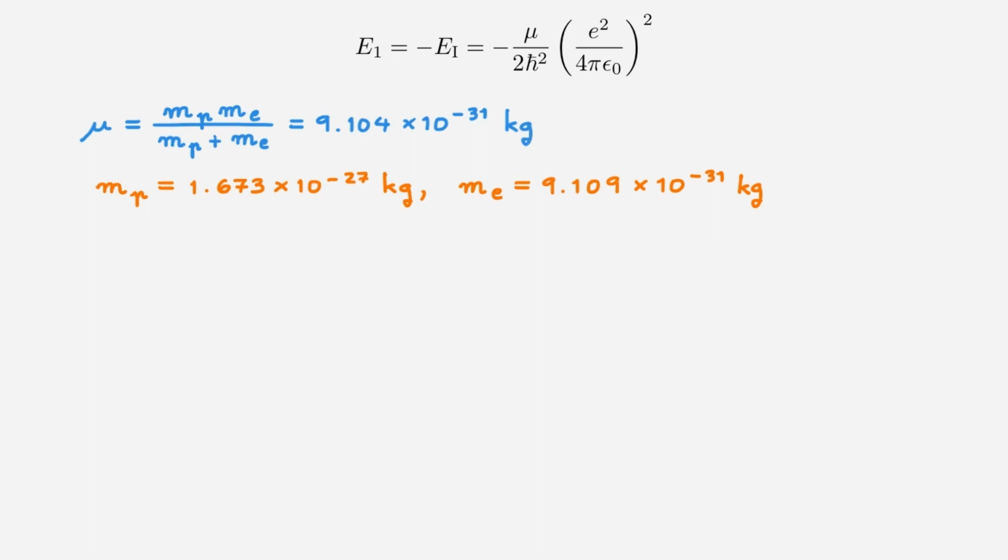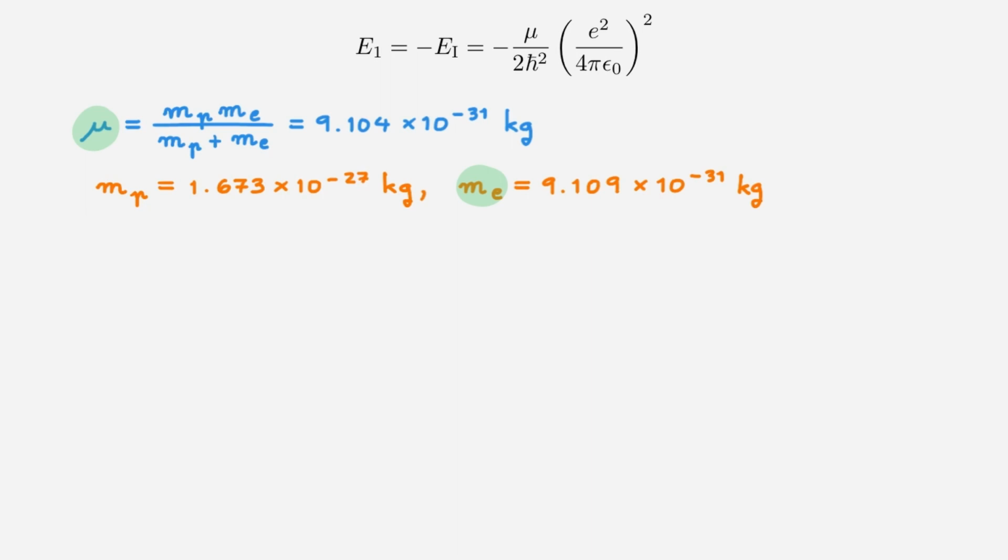Now, if we compare the reduced mass here with the electron mass here, we see that they are very close to each other. And that is because the proton mass is several orders of magnitude larger than the electron mass, and as we discussed in the introductory video on the hydrogen atom, the relative motion of the proton and electron in hydrogen is, to a very good approximation, describing the motion of an electron around a stationary proton.